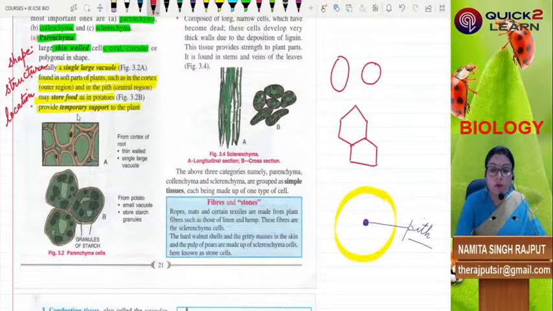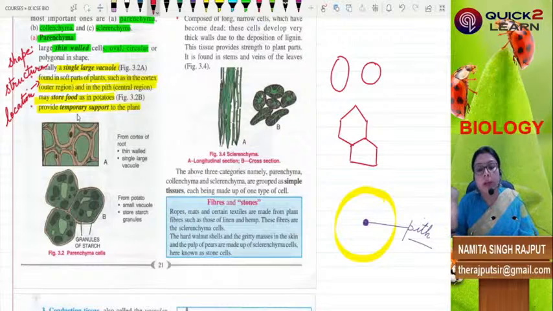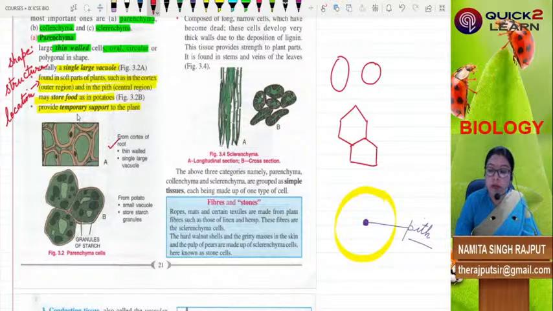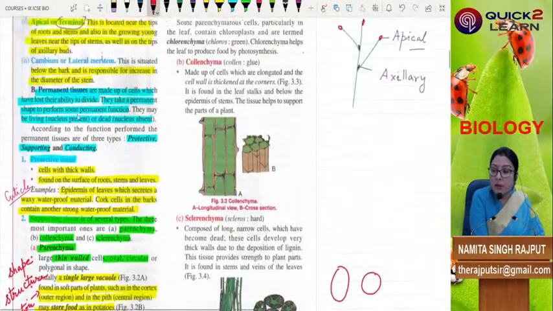Where are they found? What is the location? They are found in the soft parts of the plant, such as in the cortex or in the pith. And then, do they perform the function of storage? What other functions do they perform? They may store food, or you can be asked, name a plant in which the parenchymatous tissues are used for storage of food. So that is potato. And they provide temporary support to the plant. In these diagrams you can see the diagram of the parenchyma cells.